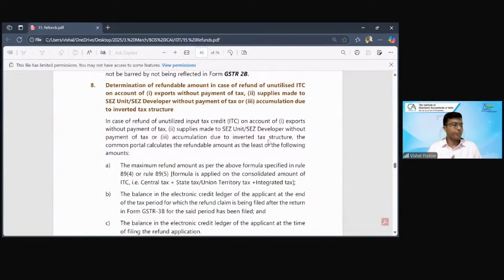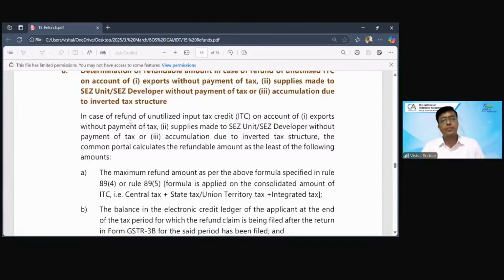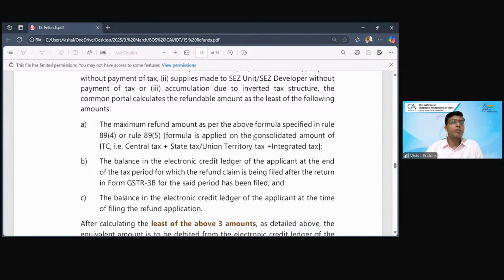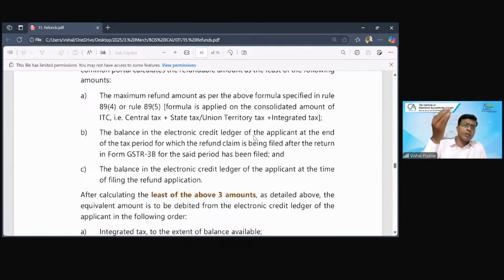Moving ahead with the refund calculation part. Now, after we saw the formula, there are some important aspects in this calculation that we have to understand and keep in mind. In the case of refund of unutilized ITC in all these three cases, the common portal, that is the GST portal, calculates the refund amount as the least of the following three figures. Now we are given a formula, but that is not the final refund amount. So first, the refund amount is the amount which you get as per the above formula.